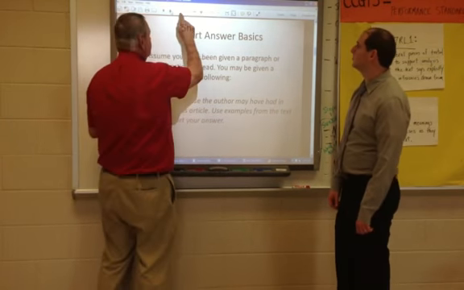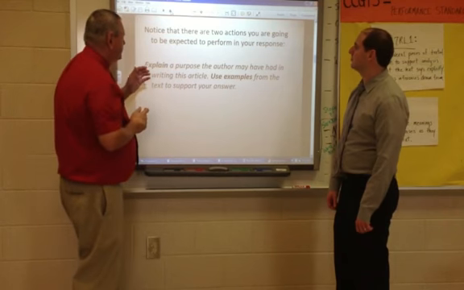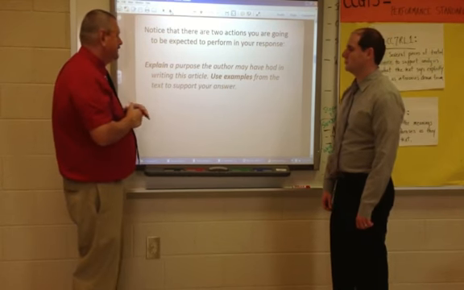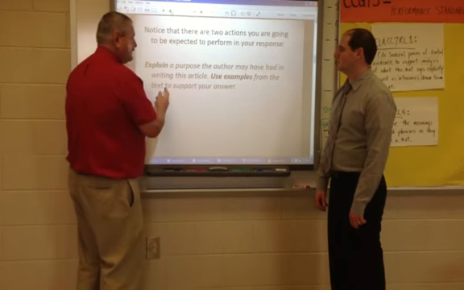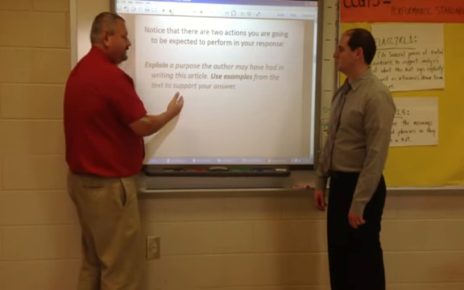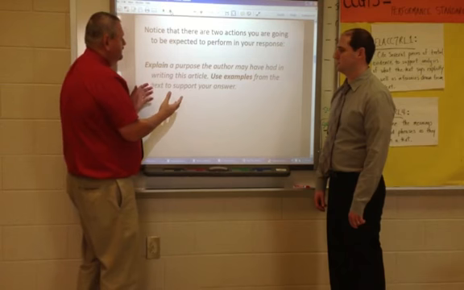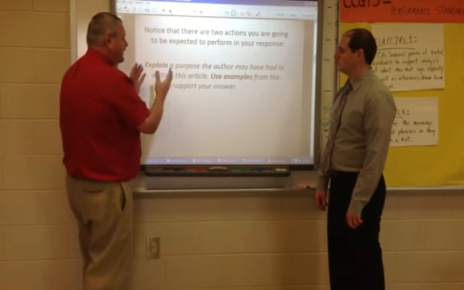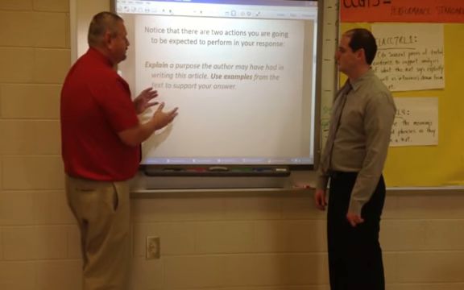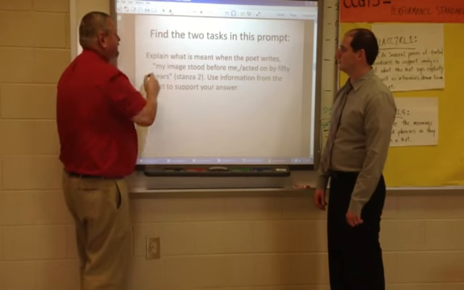Now we ask them to take a look at that and notice the 2 actions that are being asked for in this response. Explain a purpose the author may have had in writing this article, and use examples from the text to support your answers. So we instructed our students, look at those action verbs. That's what you're looking for, the action verbs. That's going to direct you to what your response should look like.